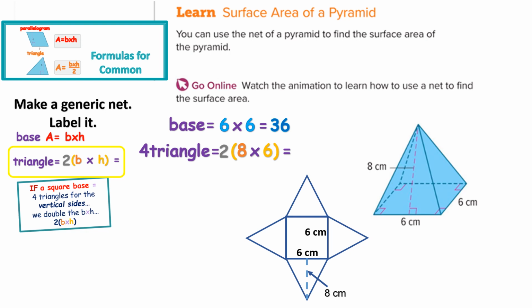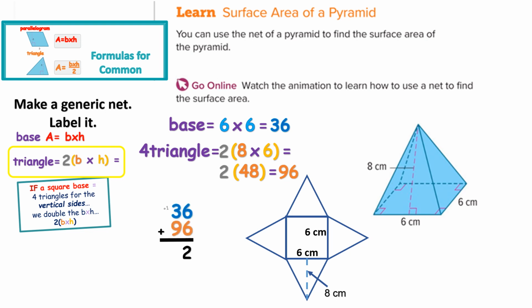Because once again, there are 4 different triangles, and originally I would have base times height divided by 2. Well, if I have 4 times all of that, I'm just going to get rid of that and have multiplied it all by 2. Therefore, when I do 8 times 6 and I get 48, 48 times 2 tells me that my vertical sides, my triangles, are going to be 96. To find the surface area then, I just add those together.